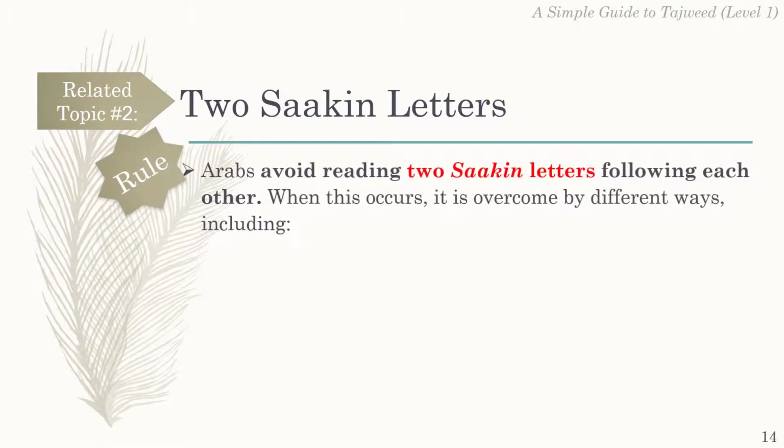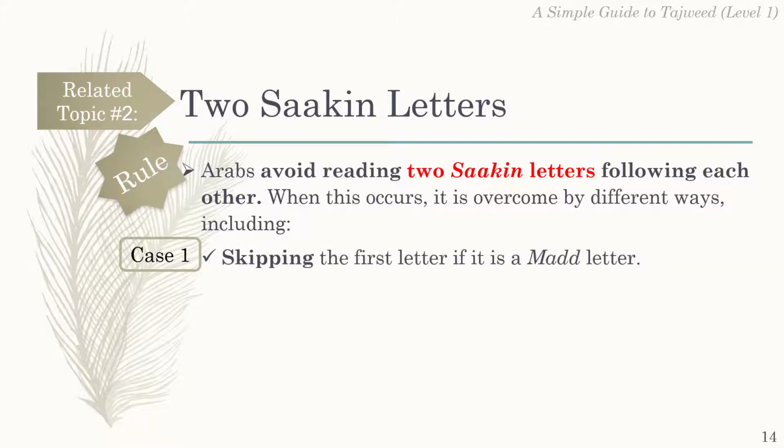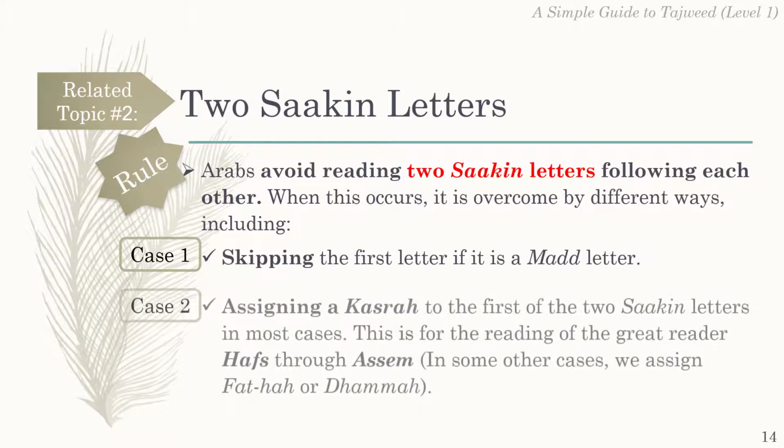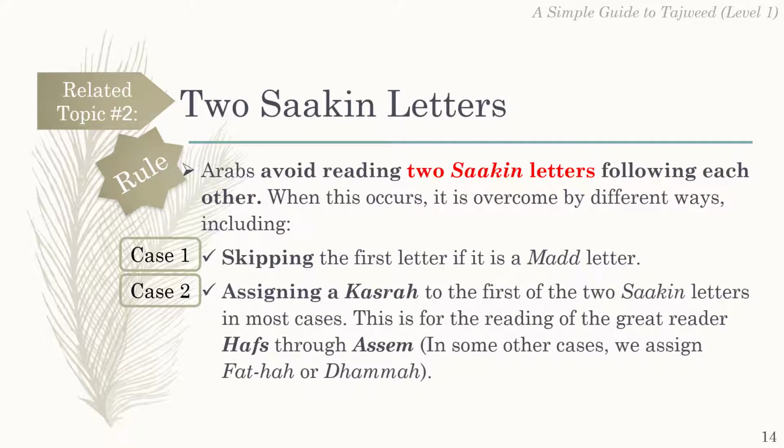Arabs avoid reading 2 consecutive sakin letters. When this occurs, it is overcome in different ways, including skipping the first letter if it is a mad letter, or assigning a kasra to the first of the 2 sakin letters in most cases. This is for the reading of the great reader Hafs through Asim. In some other cases, we assign fatha or dhamma. We have other ways to avoid reading 2 sakin letters following each other that we will learn later on in next levels insha'Allah.